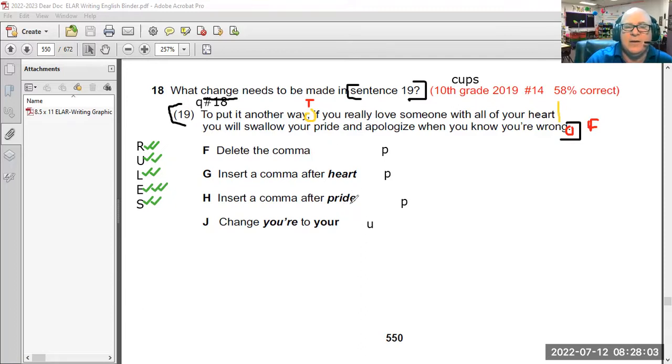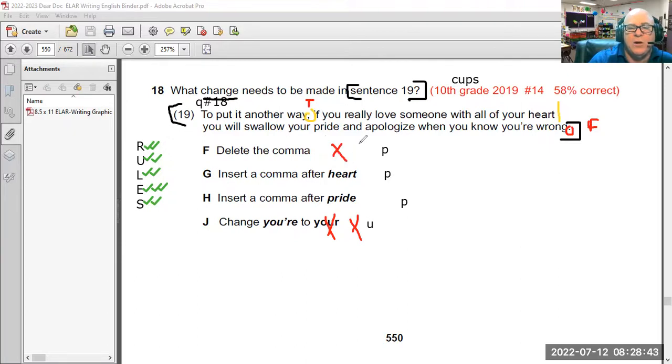Since I can already tell that you are wrong sounds correct, what I should probably do right away is get rid of the one they're trying to change it to, and we'll eliminate the usage of your house versus my house. So let's check the other choices. Delete the comma. To put it another way, that's a 5-word introductory phrase. I don't think I would want to delete the comma because that is an appropriate introductory phrase. So let's eliminate that one.